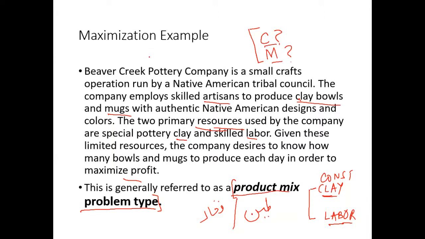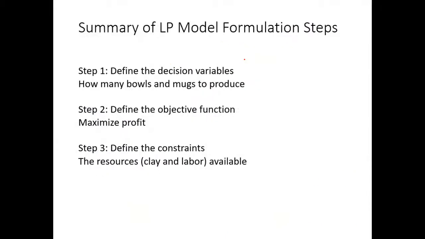So one thing that we can immediately write is Z. Is Z max or min? And Z stands for what? Z stands for profit. So in this problem, we have Z, max, and the decision variables are C and M. Constraints are clay and labor, but we have to know more details. The parameters are still to be found. So let's go to the next detail.